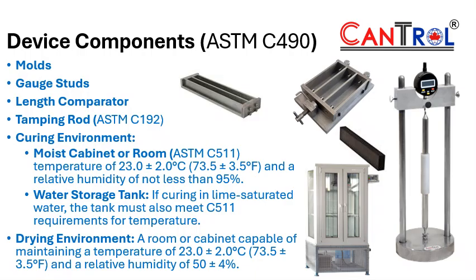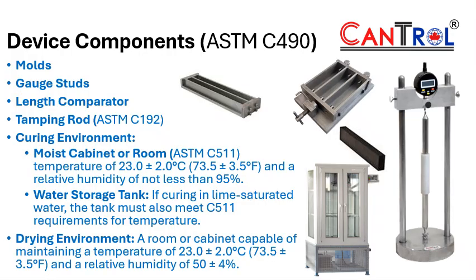Gauge studs: stainless steel or other corrosion-resistant metal studs that are cast into the ends of the specimen. They have a rounded or hemispherical tip for precise measurement. Length comparator: a dial gauge or digital indicator mounted in a rigid frame, designed to measure the distance between the ends of the gauge studs.